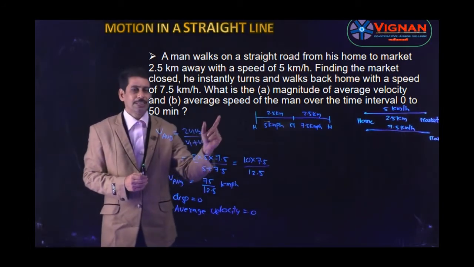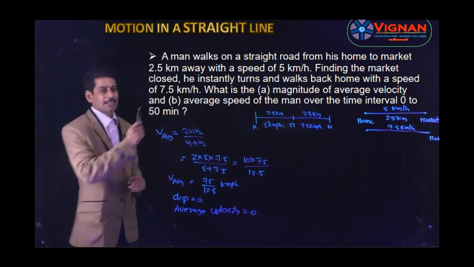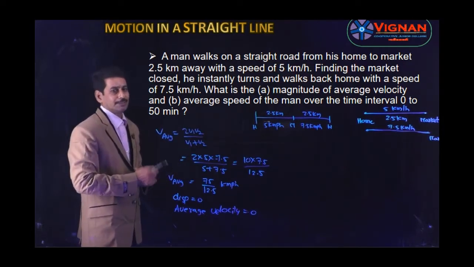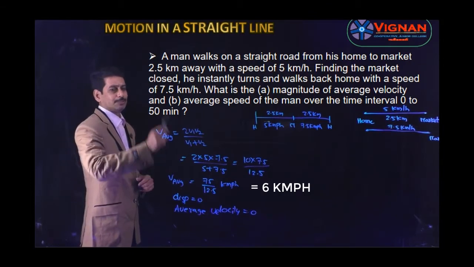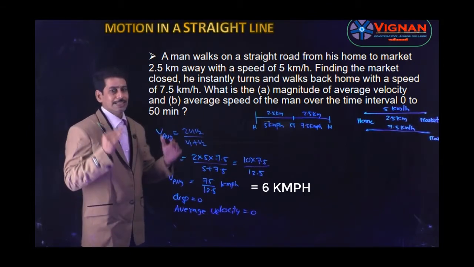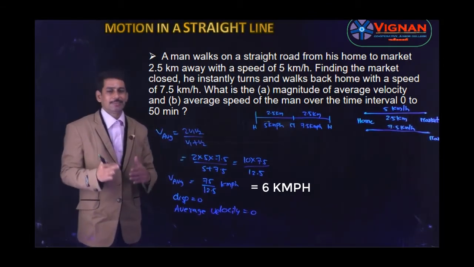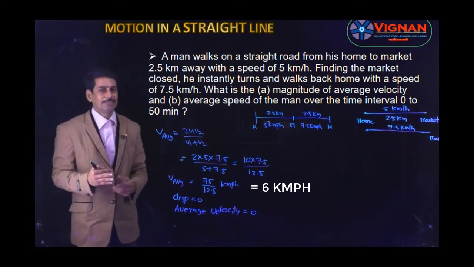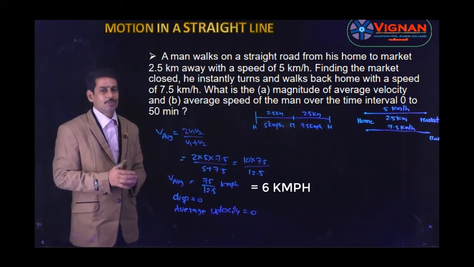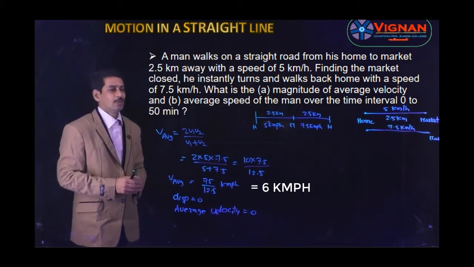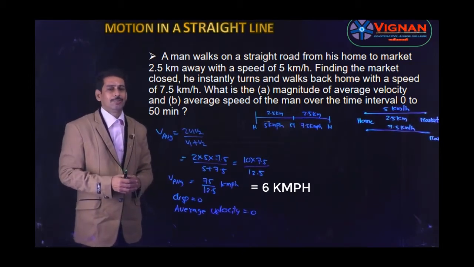So students, just remember, whenever the distance is halved, that means the first half of the distance is traveled with a velocity of v1 and the second half of the distance with a velocity v2, then the average speed is given by 2v1v2 by v1 plus v2. And if it is divided into 3 equal parts, the first third with a velocity v1, the second third with a velocity v2 and the last third with a velocity v3, then we use the formula 3 by v average is equal to 1 by v1 plus 1 by v2 plus 1 by v3.